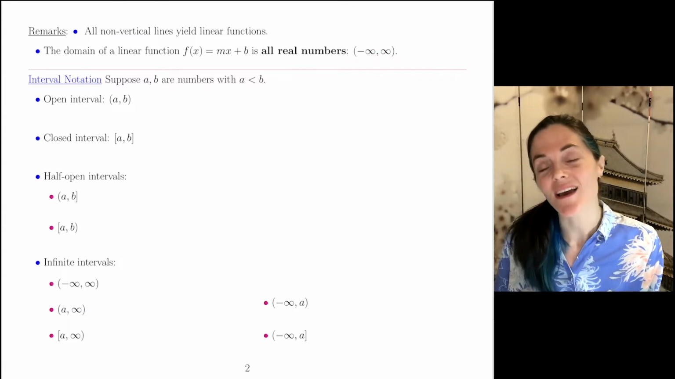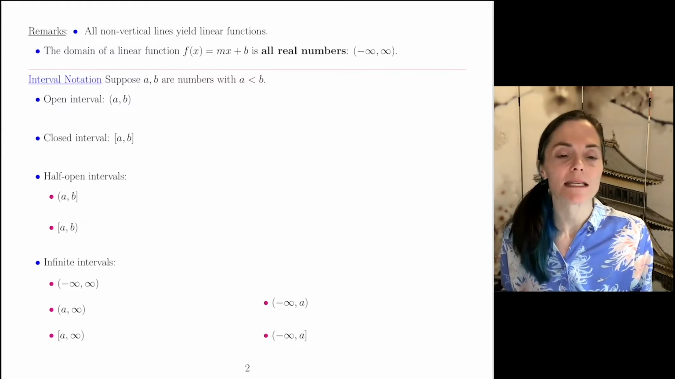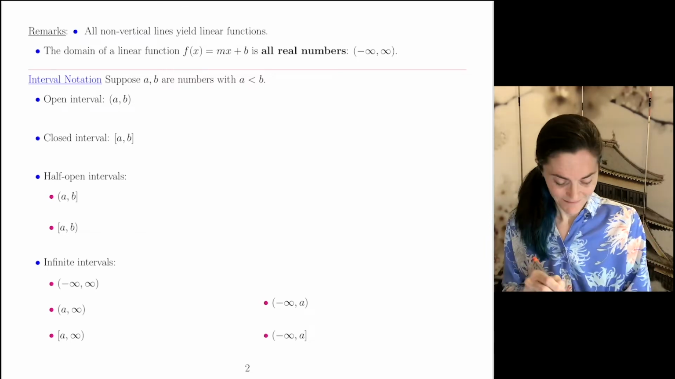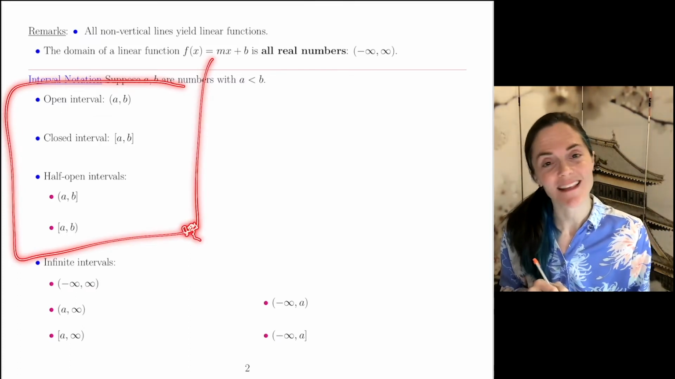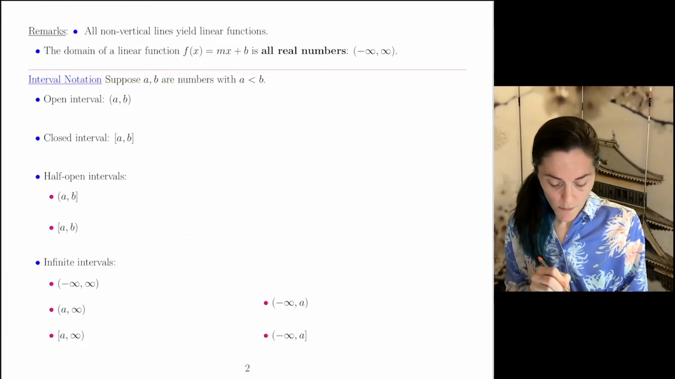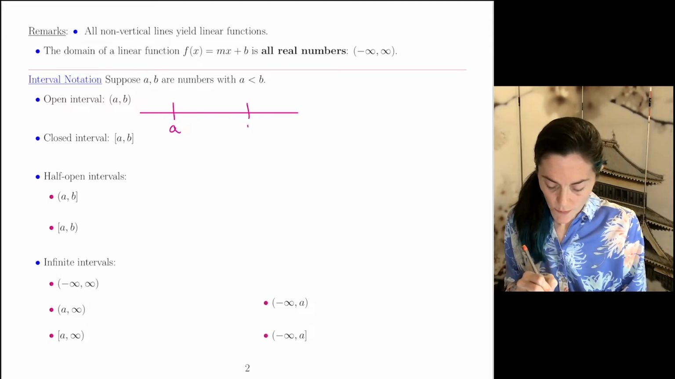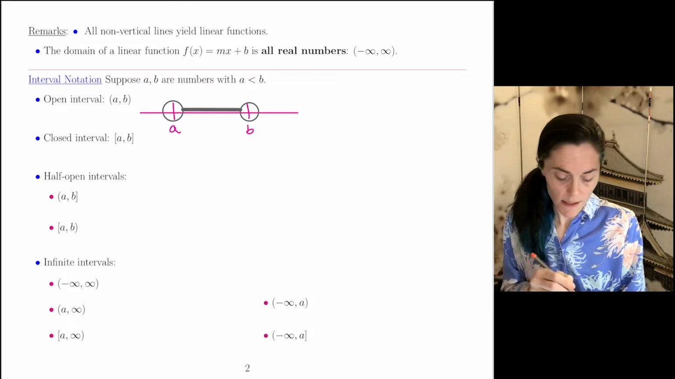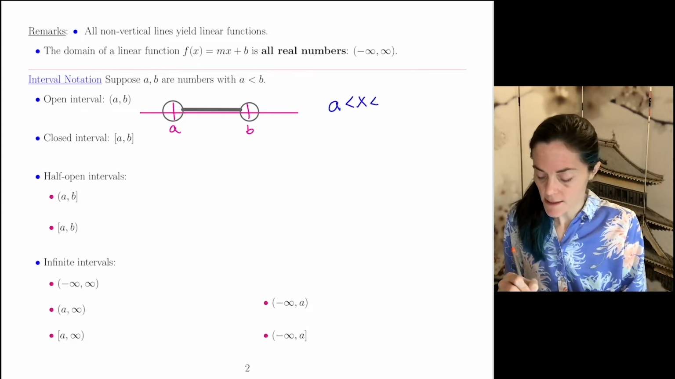So before I move and talk about domain of other functions, I just want to make sure everyone's on the same page with interval notation, because this is quite important and we use it all the time in math. Here I'm talking about finite intervals, and a and b are numbers with a less than b. First we start with an open interval. So suppose here's a and here's b. An open interval does not include a and does not include b, and it would be like this. So we can write that this is all a less than x less than b.